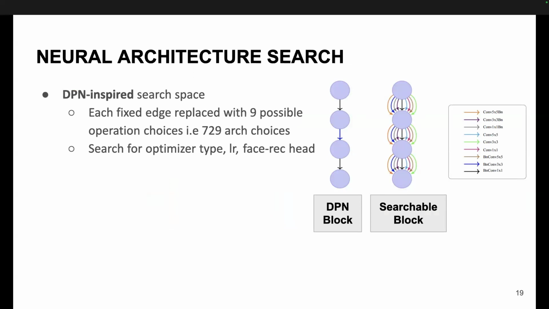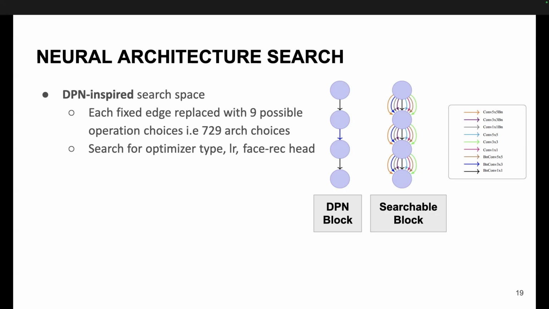Yeah. So now let's dive into the details of our search space. We found that the dual path network architecture was Pareto optimal for both the VGGFace2 and CelebA datasets, and it was highly accurate. So we used the dual path network architecture to construct a search space. Dual path network usually has a fixed block, and we replace it with a searchable block. For every edge of this block, we have 9 possible operation choices. There are 3 such edges, so the number of architectures in this space is about 729.